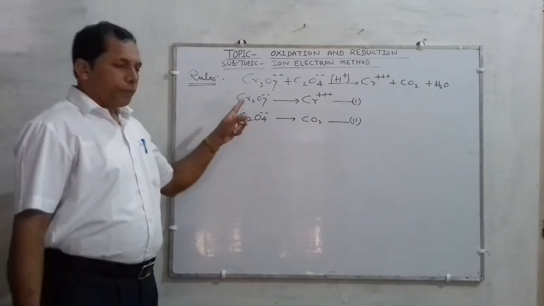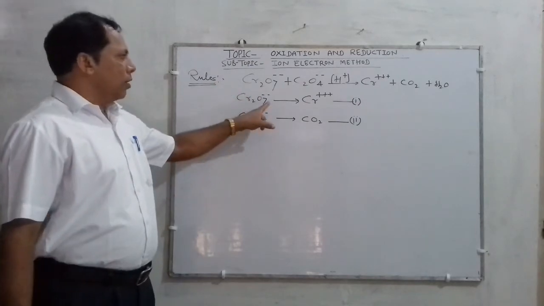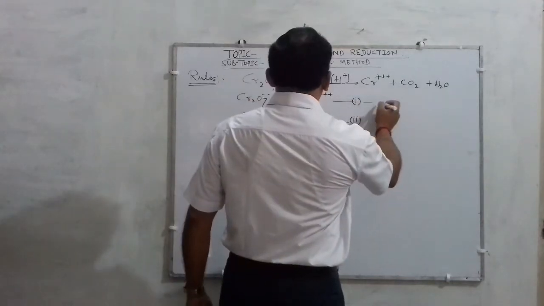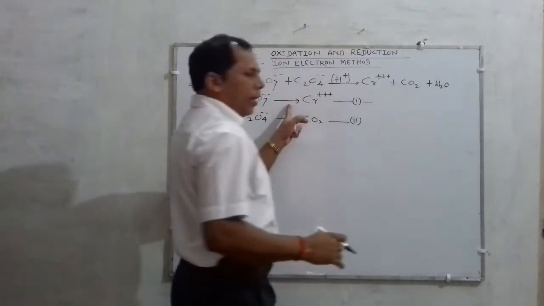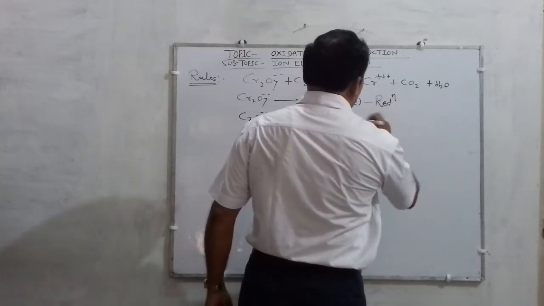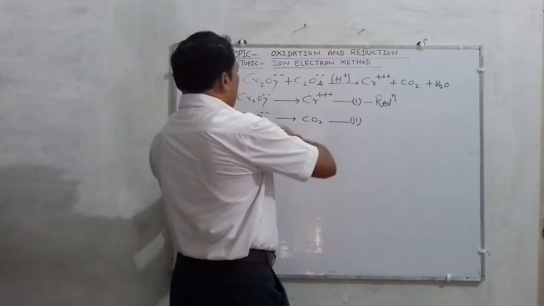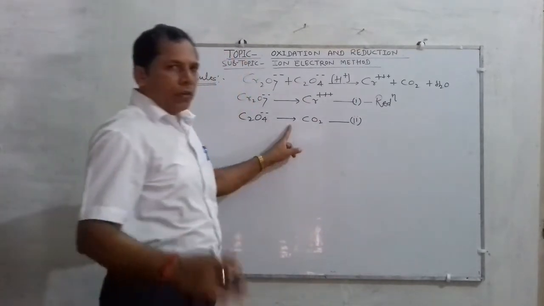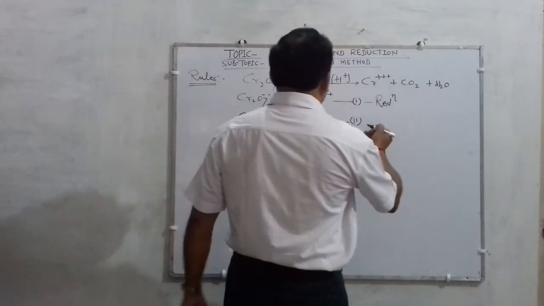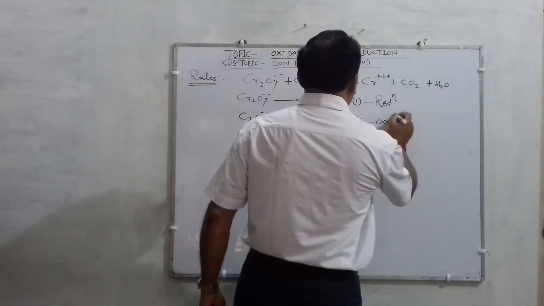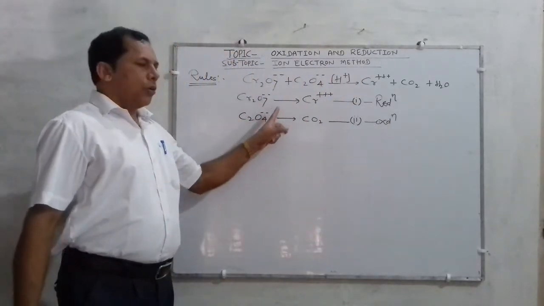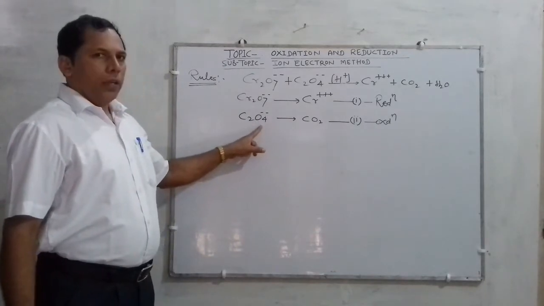Alright? It is very clear that the reaction written first, since electrons are gained here, is a reduction half reaction. And in this one, since electrons are lost, C2O4 2- to CO2, this is the oxidation reaction taking place. Alright? Make your concept clear.